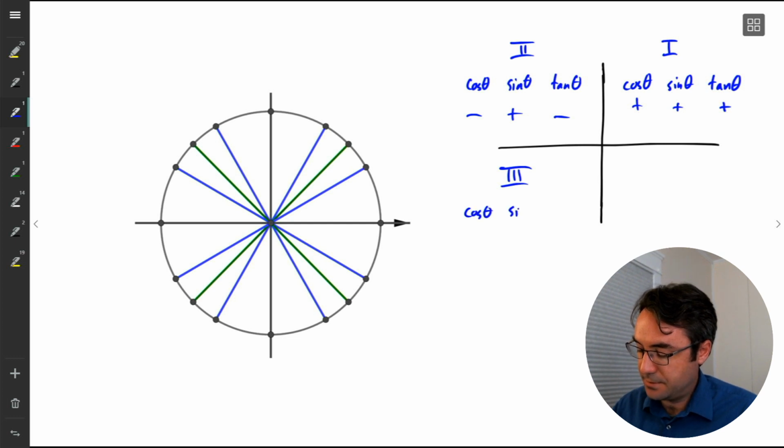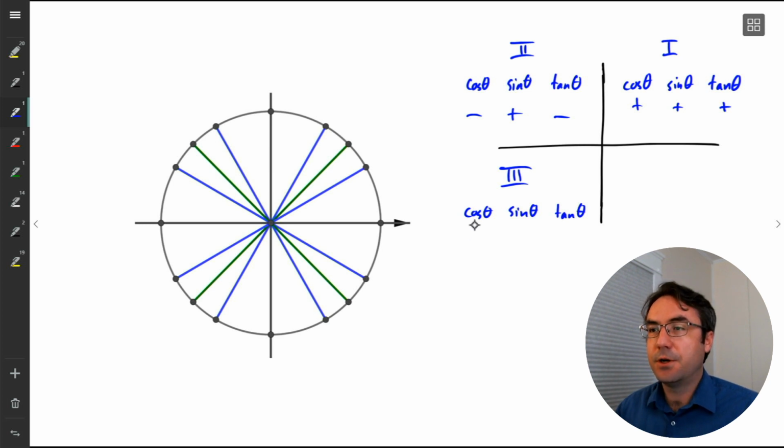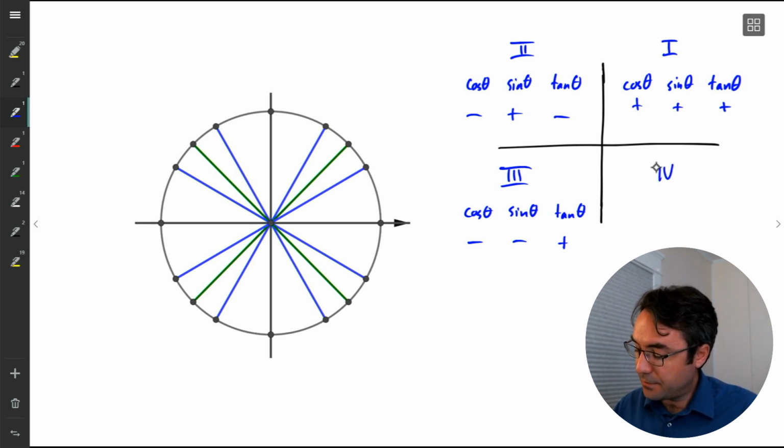Let's do a sign chart. Here again, the x values are negative, and now the y values are negative as well. Tangent is sine over cosine, and negative divided by negative is positive. So down here, tangent is actually positive. And then finally, we have our fourth quadrant. Again, let's do a little sign chart: cosine, sine, and tangent.